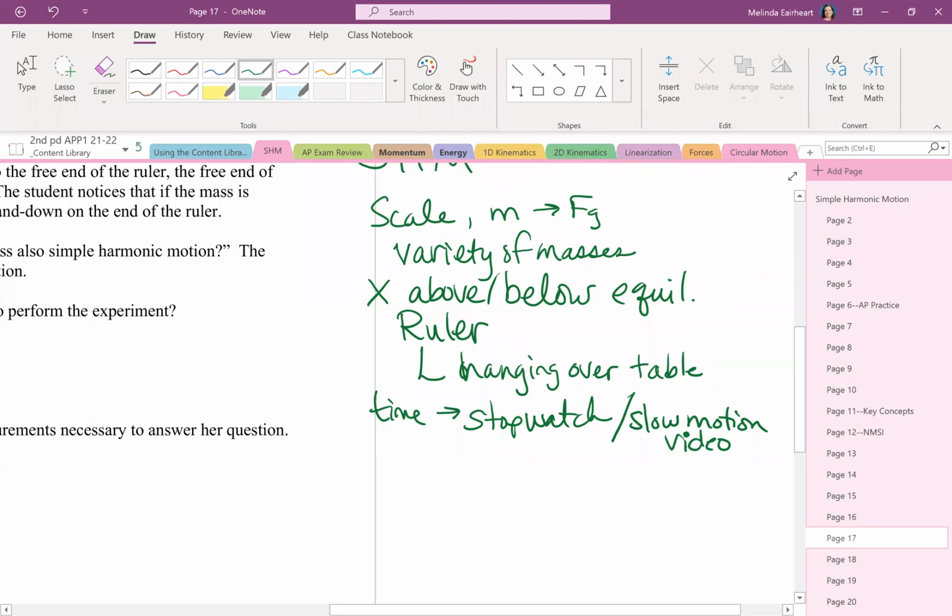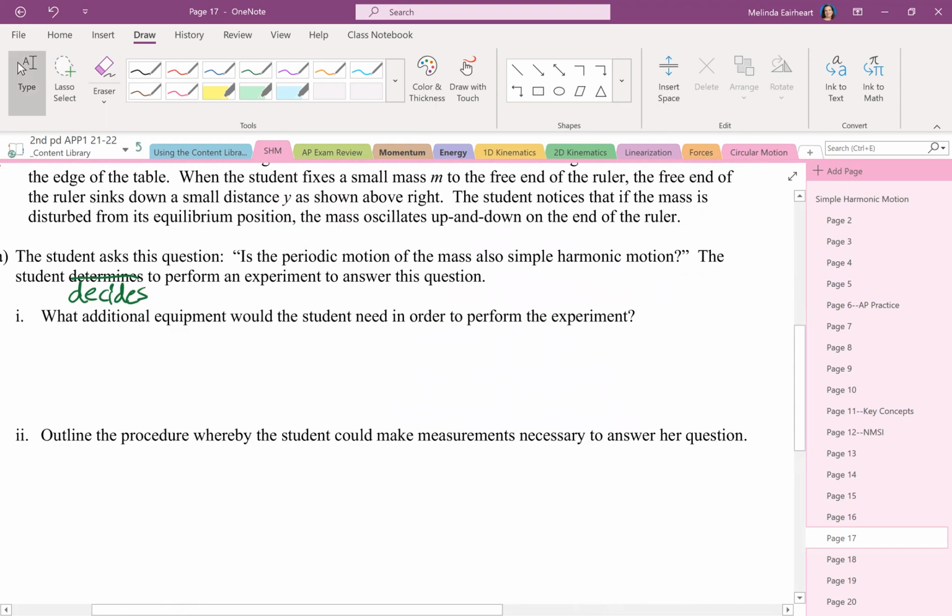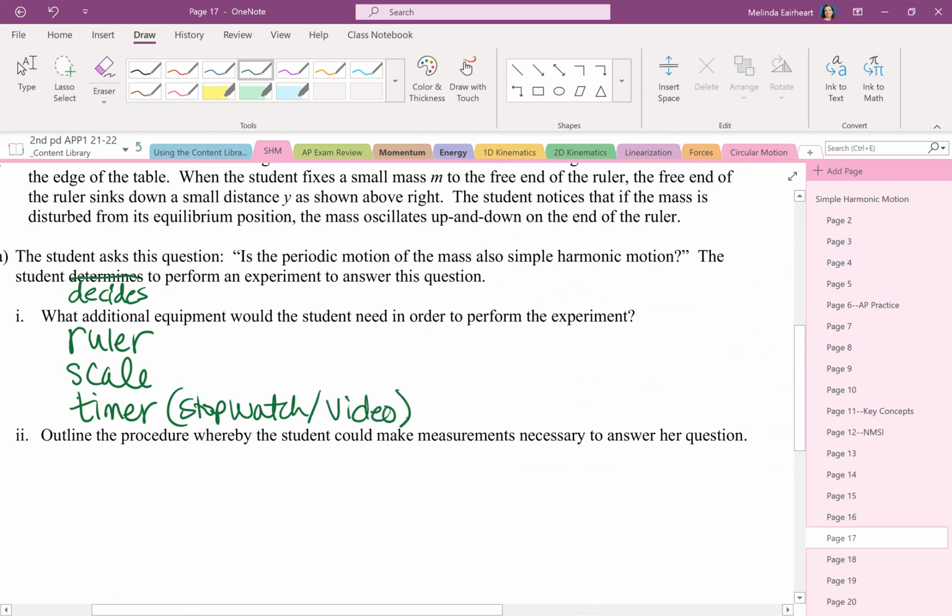Timing. Okay, so we got a spirit, right? And I think that's enough. And so we come over here in A, they just want us to list the additional equipment. And so we said we'll need a ruler, we'll need a scale, and we'll need a timer of some kind. Either the stopwatch or the video. And on the AP exam, just pick one method and go with it, okay?